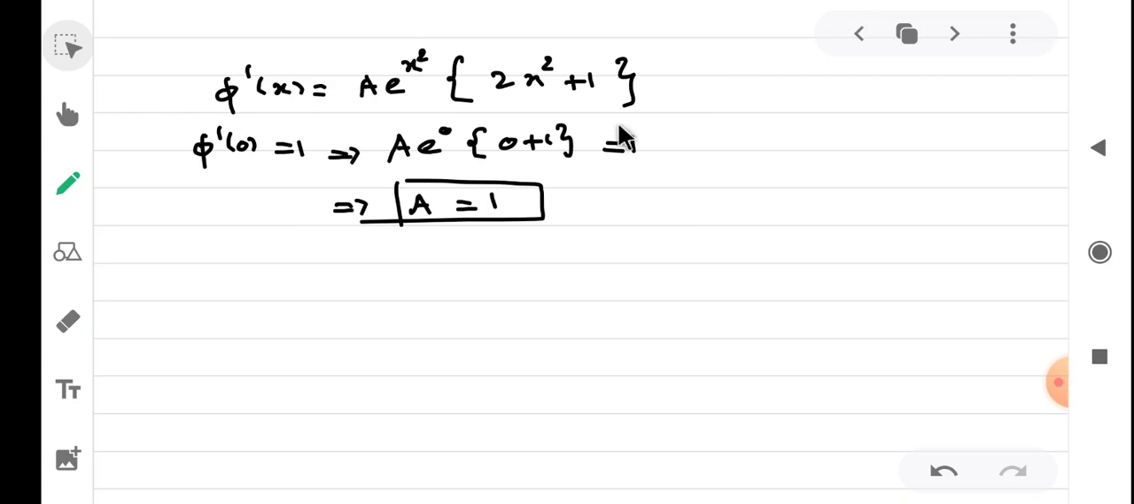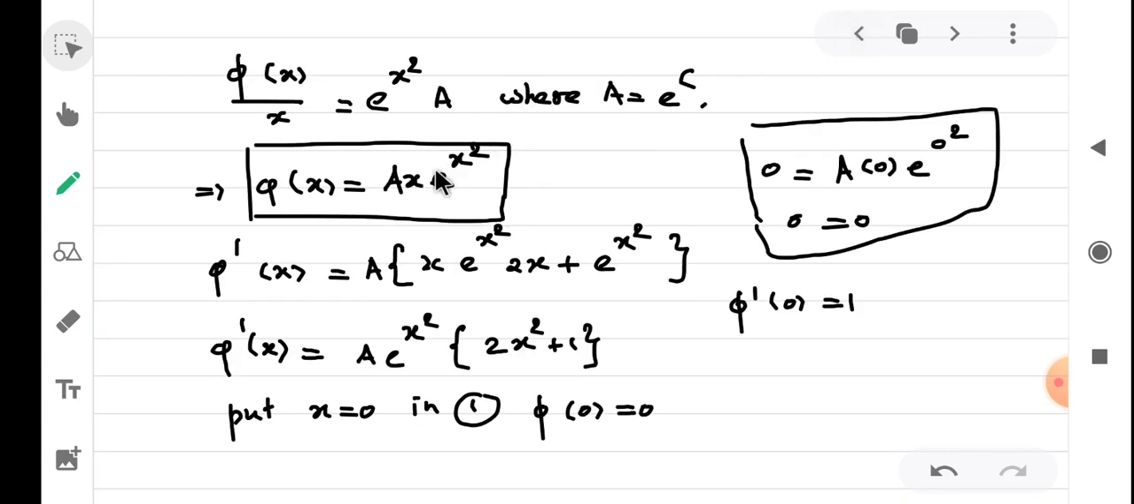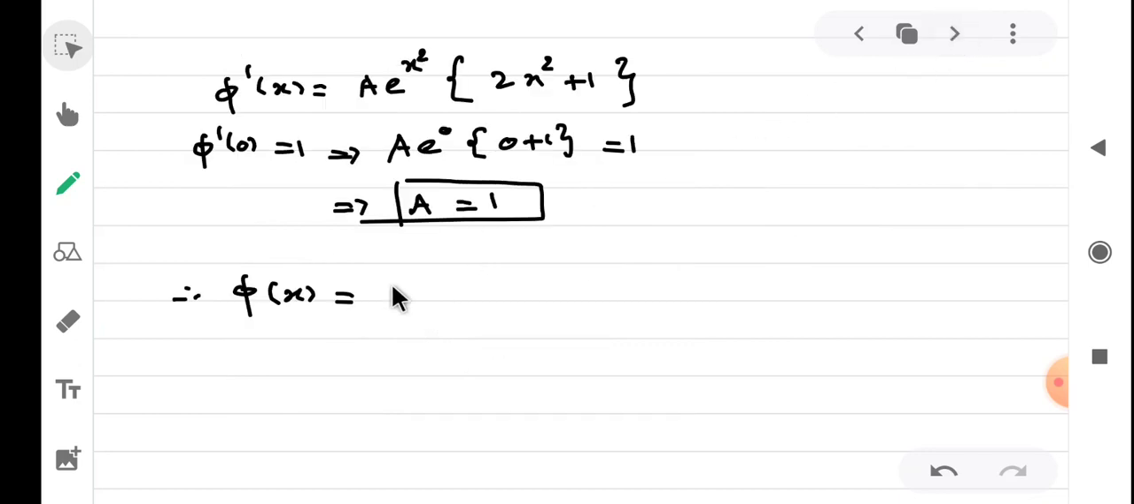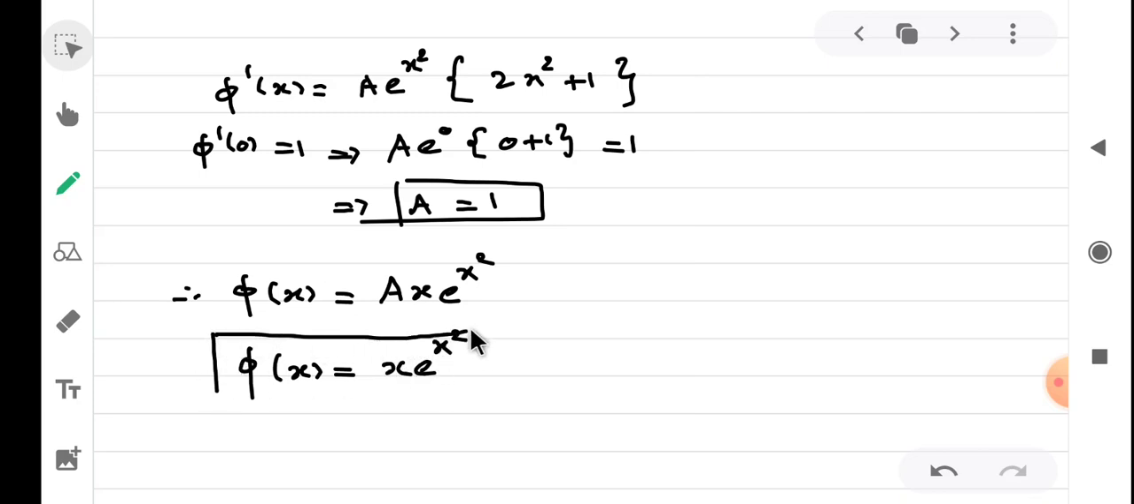a equals to 1. Therefore my phi of x is equal to, already I know, ax into e power x square. Put a equal to 1 here. So I will get phi of x is equals to x into e power x square. So this is the solution to the required problem.